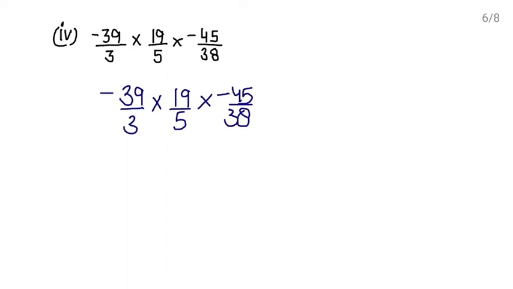Now if you observe, this 19 and this 38 both are divisible by 19. So cut them. 19 ones are 19, 19 2s are 38. Similarly, this 5 and this 45 minus 45 both are divisible by 5. So cut them. 5 ones are 5, 5 9s are 45 of minus sign. This 3 and this 39, 3 1s are 3, 3 3s are 9 of minus sign.